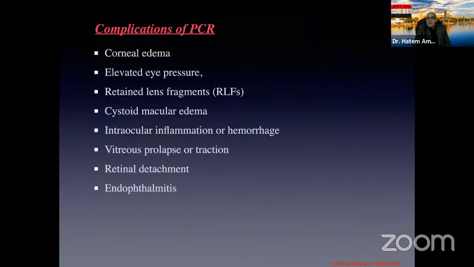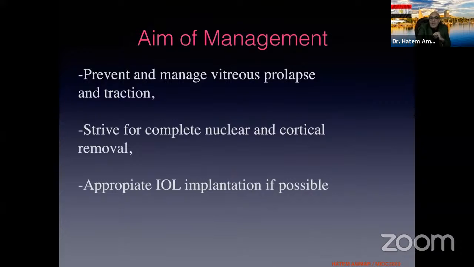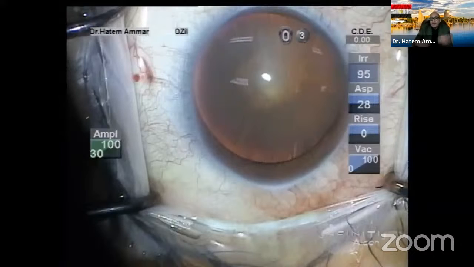What are the complications of PCR? We see this long list of complications; we all know them. What is the aim of management? To maintain capsular and zonular integrity, to protect the corneal endothelium, to stabilize the residual lens material in the anterior chamber whenever possible, and to prevent and manage vitreous prolapse and traction, striving for complete nuclear and cortical removal and appropriate IOL implantation if possible. Let's see this movie.